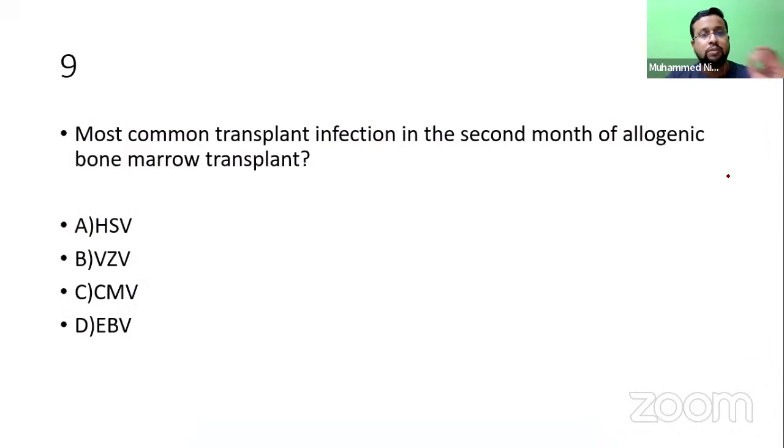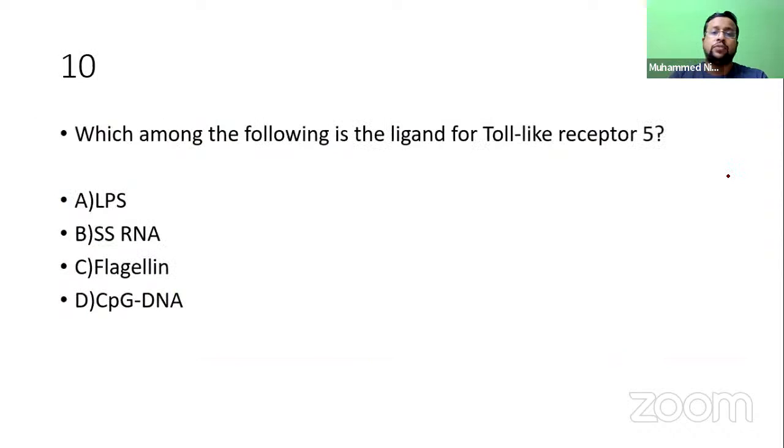So coming to the question, the most common transplant infection in the second month of bone marrow transplant is cytomegalovirus.